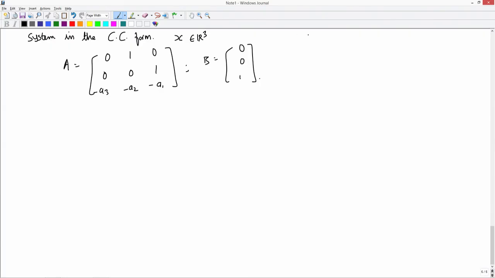Okay. So, let us first say that the desired closed loop poles are at mu 1, mu 2 and mu 3.